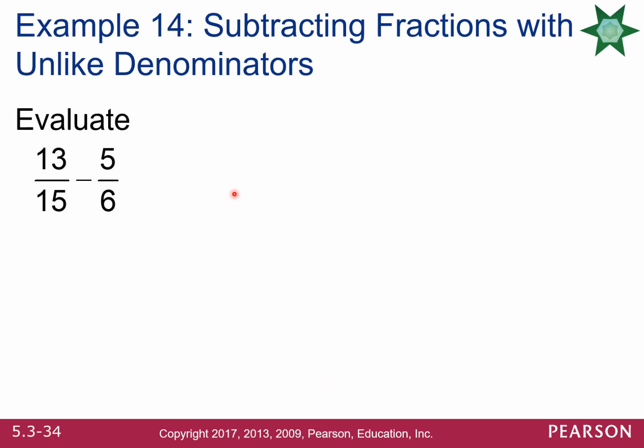So let's look at an example here of performing a subtraction when the denominators are unlike. We've been given two fractions, 13 over 15 and 5 over 6, and we have to subtract. Now we cannot just start subtracting the numerators because the denominators are not common, they are different. So our job will be to first change the unlike denominators to a common denominator.